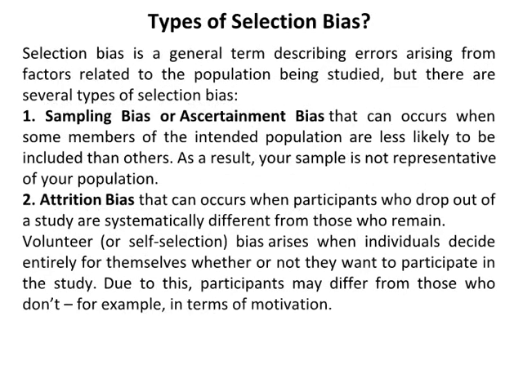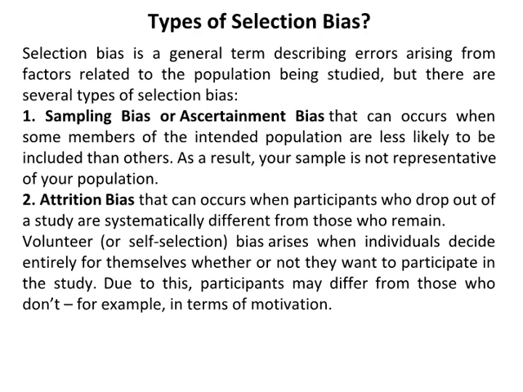Types of selection bias. Selection bias is a general term describing errors arising from factors related to the population being studied, but there are several types of selection bias. Number one types of selection bias is sampling bias or ascertainment bias that can occur when some members of the intended population are less likely to be included than others. As a result, your sample is not representative of your population. Number two types of selection bias is attrition bias that can occur when participants who drop out of a study are systematically different from those who remain.